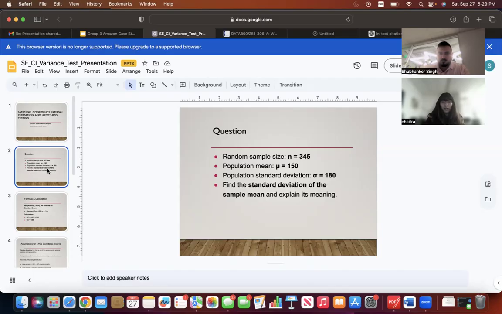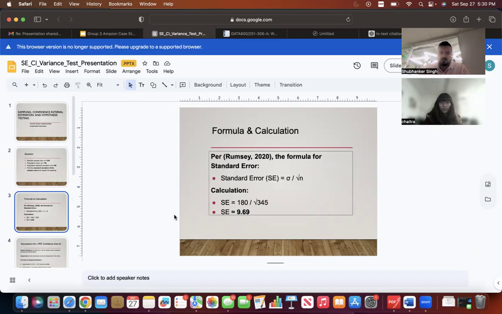So let's move on to the problem statement. Here, from a population with a mean of 150 and a standard deviation of 180, we draw a random sample of 345, and the task is to compute the standard deviation of the sample mean and interpret what it means in the context of sampling. So let's move on to the formula and calculation.